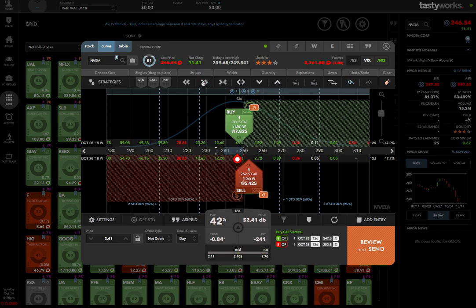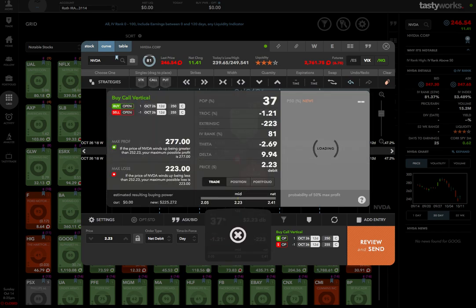So if you were bullish, you could use this. Instead of dragging both strikes one over, you could just grab the strikes right here and move them over. So you've got a 250 call, 255 call. You're going to pay $223, right? So your max loss is $223. Your max profit is $277, and that's if the stock goes beyond your 255. You'll get a max $277 and you're risking $223.